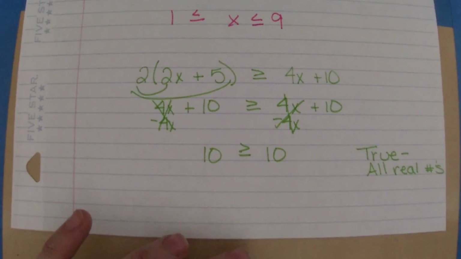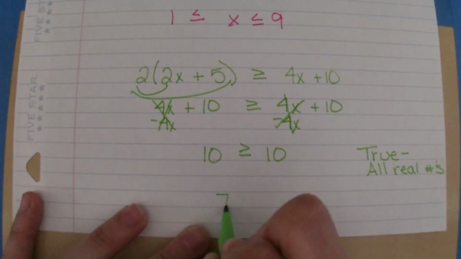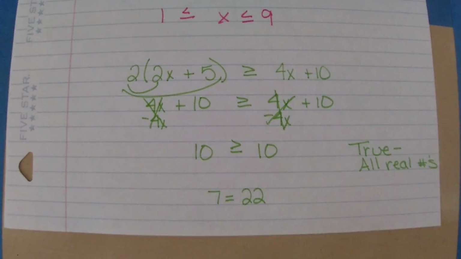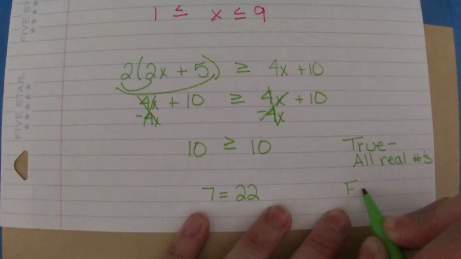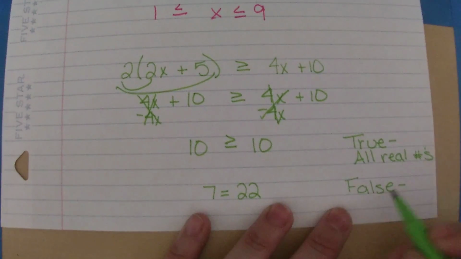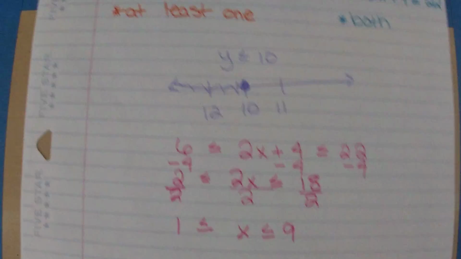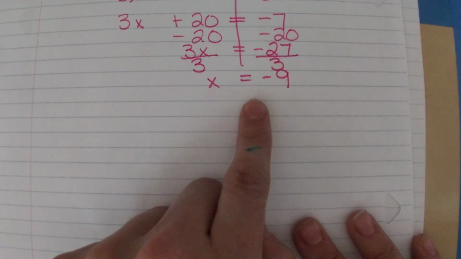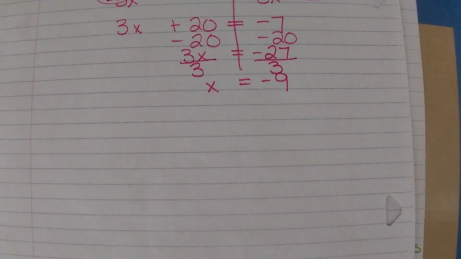If we got a false statement, so maybe we solve and we get 7 equals 22, if it's an equation, right? If it's false, we then say that it has no solutions. And no solutions makes sense. I mean, it has no solutions. Okay, anything that we actually get an answer to, so if we solve and we get an actual answer, this has one solution.